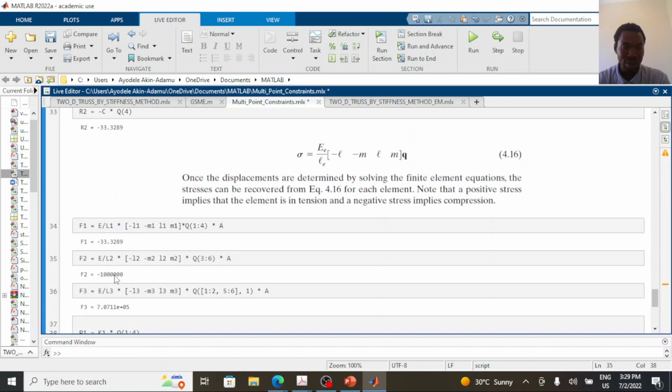For element 2, we do the same thing. E divided by L2 multiplied by this matrix. But this L2 and M2 is the cosine and the sine angle for element 2, and we multiply by the displacement vector for element 2. And the displacement vector for element 2 is the degree of freedom 3, 4, 5, 6. So that's why this is 3, column 6. So you multiply this by the area. Once you run this code, you get 1,000 kilonewton or 1 million newton. So F2 is 1 million newton.